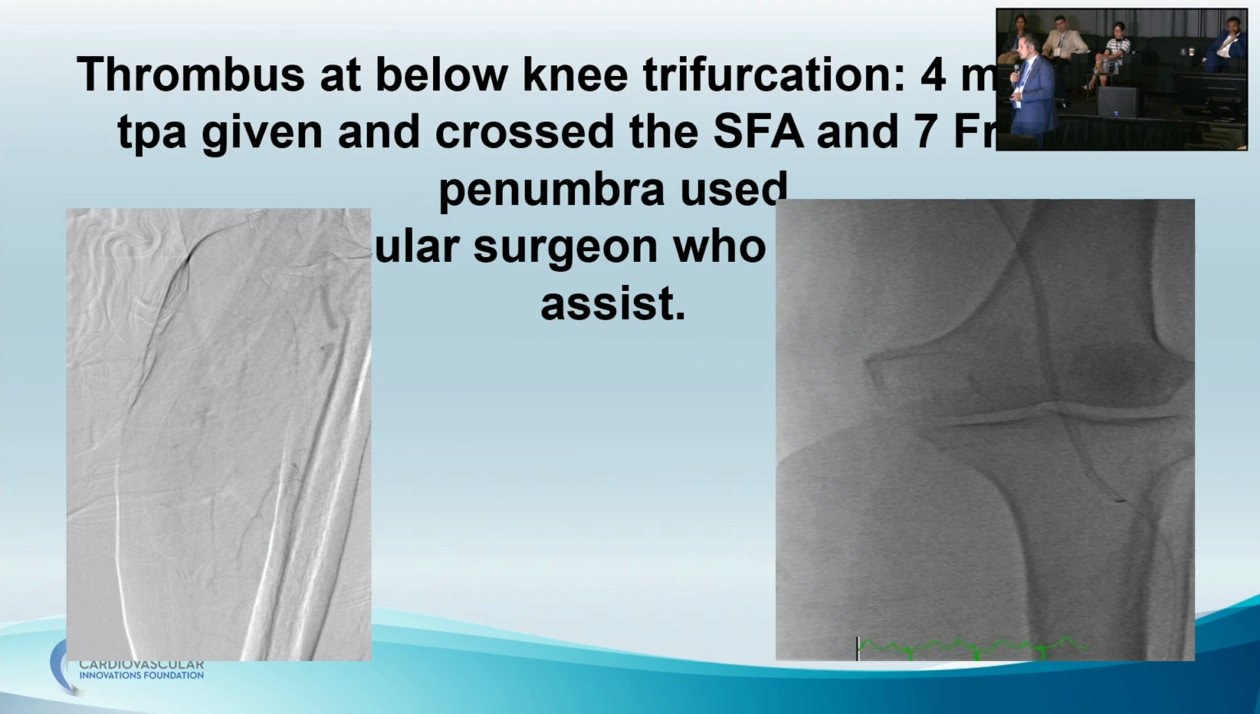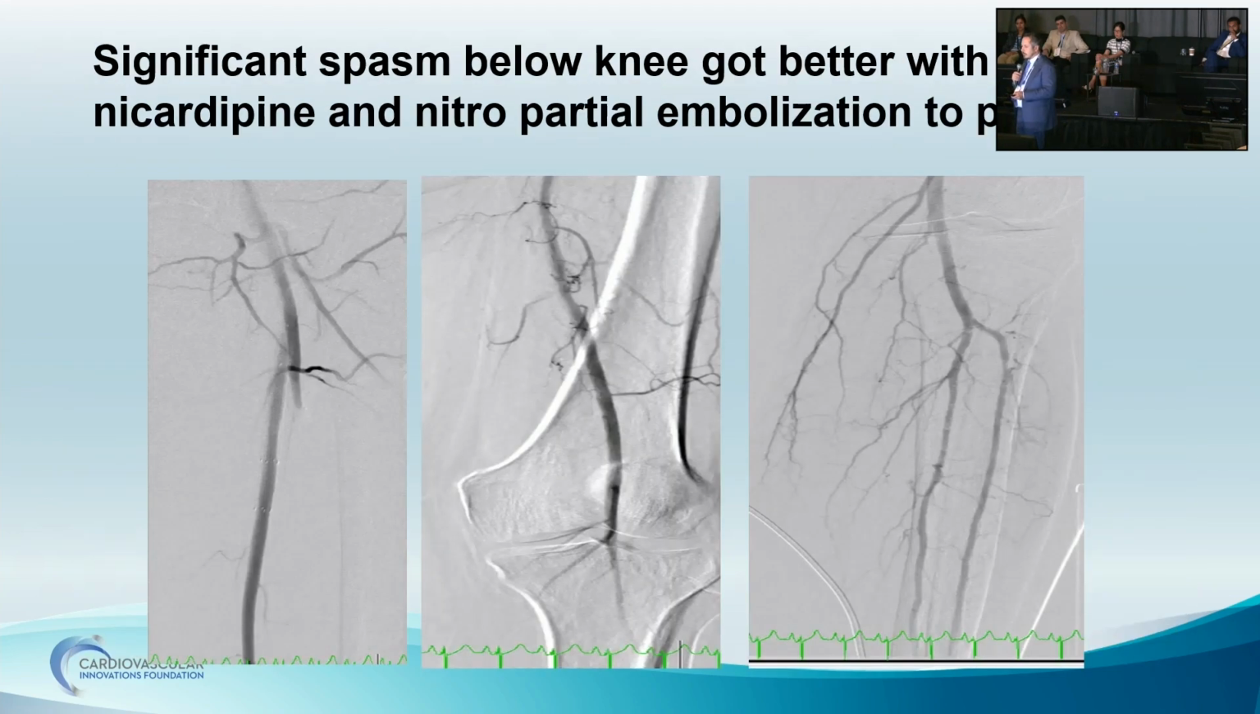And you can see now that the thrombectomy has to cover all the way down to the below-the-knee vessel. So this is your final result. You get good flow, 2-vessel runoff. I think it's a pretty good save.